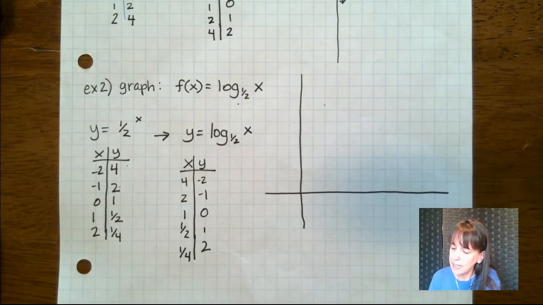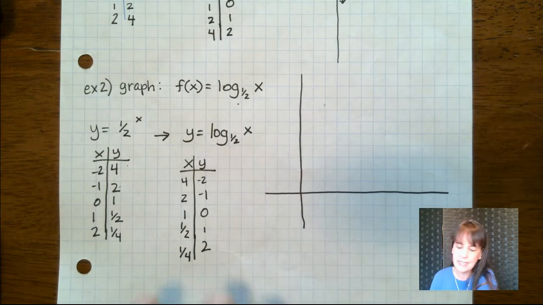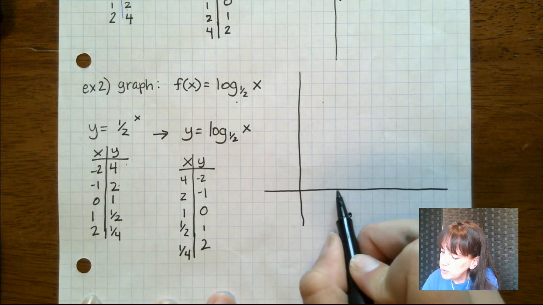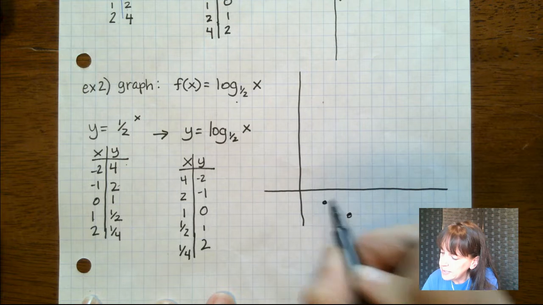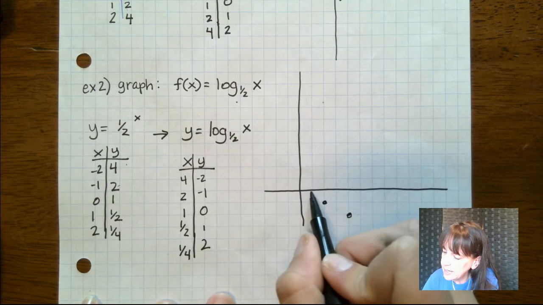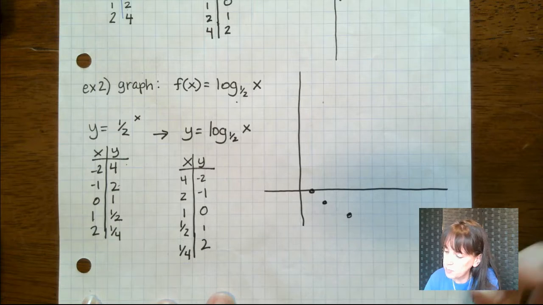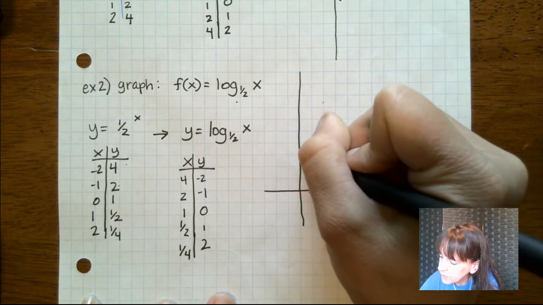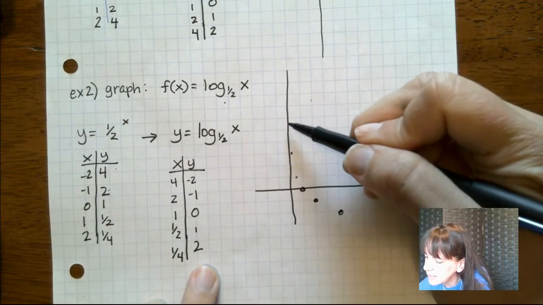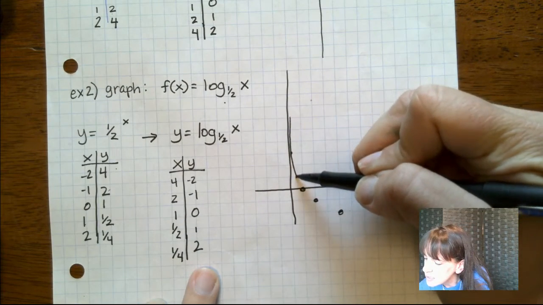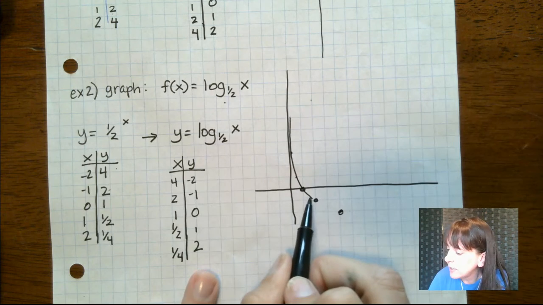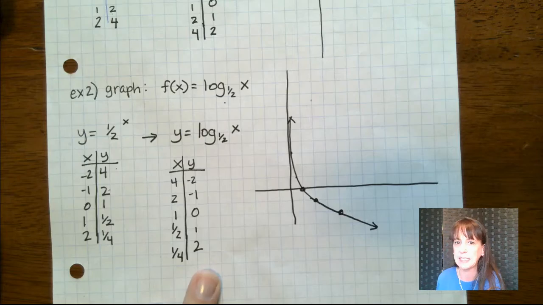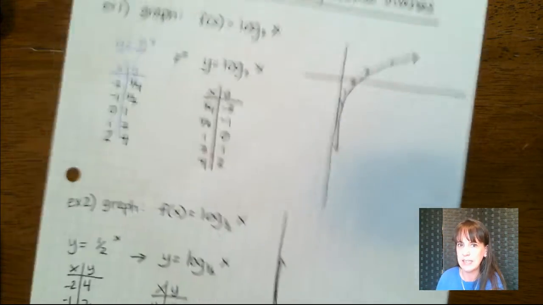Okay, so taking a look at this, we go over 4 and down 2, over 2 and down 1, over 1 and down 0, over 1/2, up 1, over 1/4, up 2. So you can see again, because 1/2 is smaller than 1, if it was exponential, it would be decay, which means its inverse is shaped like this, as opposed to this one right here.